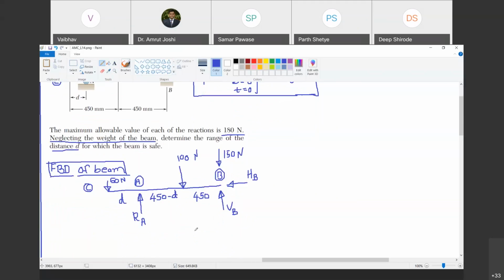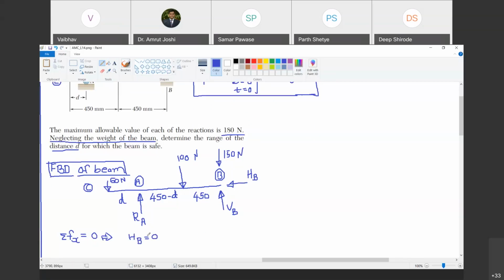समझ में आ रहा है? हाँ हाँ yes sir. Okay. Now, tell me, if I apply summation fx equal to 0, equilibrium equations apply करूंगा. अब इसके ऊपर the beam is in equilibrium, it does not move along x direction, so summation fx has to be equal to 0. That implies what? That is going to tell HB equal to 0. समझ में आ रहा है?